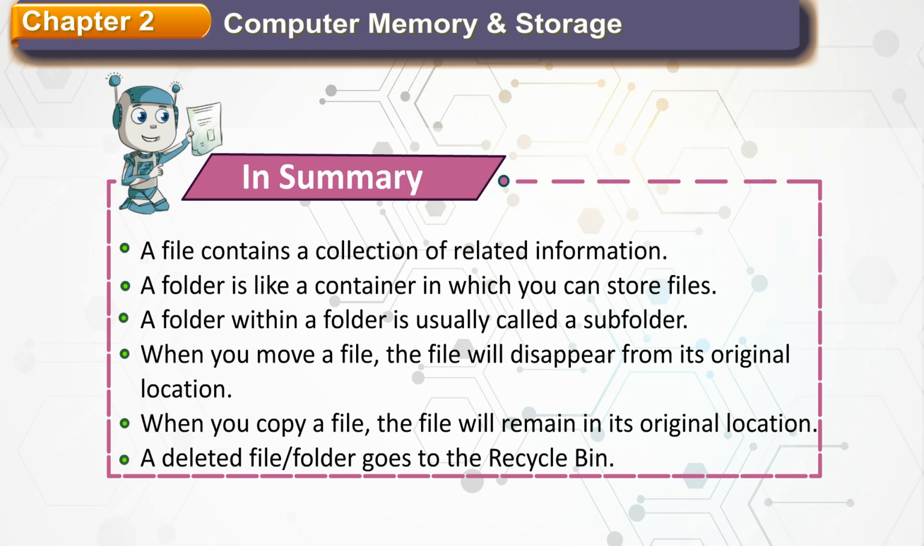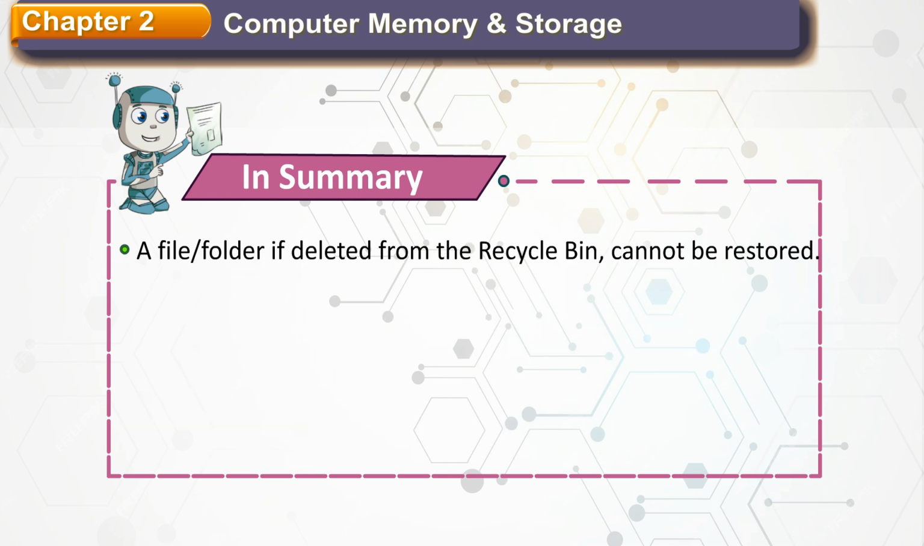In summary, a file contains a collection of related information. A folder is like a container in which you can store files. A folder within a folder is usually called a subfolder. When you move a file, the file will disappear from its original location. When you copy a file, the file will remain in its original location. A deleted file or folder goes to the recycle bin. A file or folder, if deleted from the recycle bin, cannot be restored.